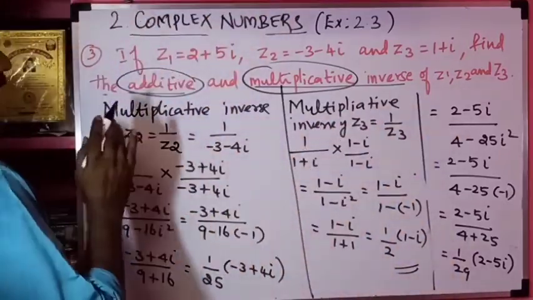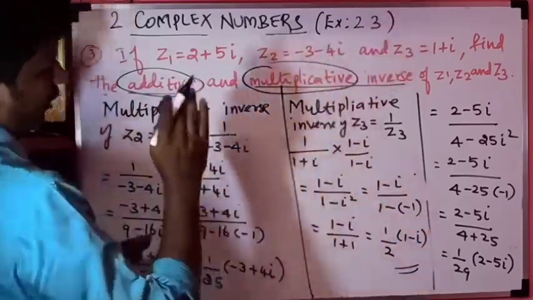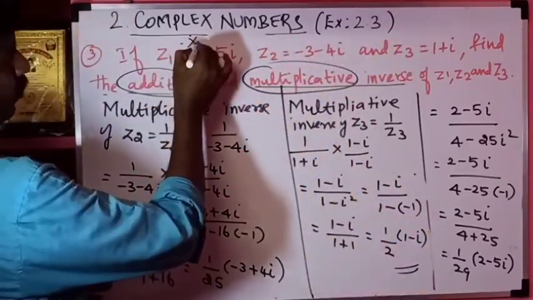So the additive inverse and multiplicative inverse for Z1, Z2, Z3 are found. This is a very important question, right?